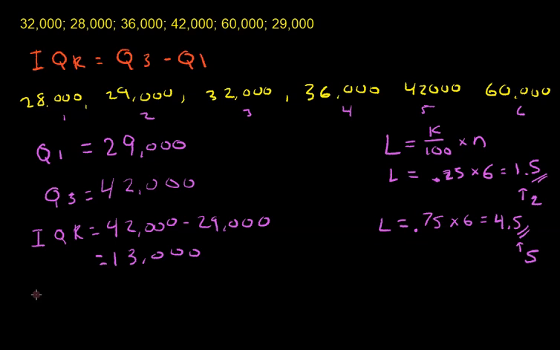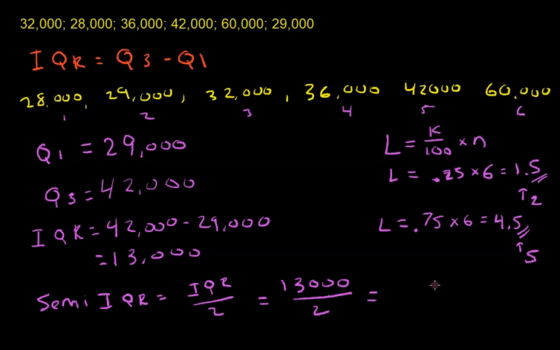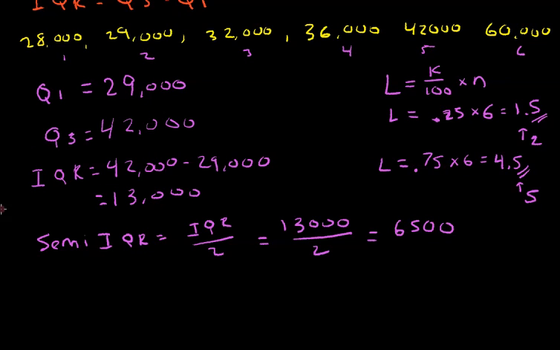All right, so now let's go ahead and do the semi-interquartile range, or the semi-IQR. Okay, so just take the IQR and then divide it by 2. So that'd be 13,000 divided by 2, right? So that would be 6,500.